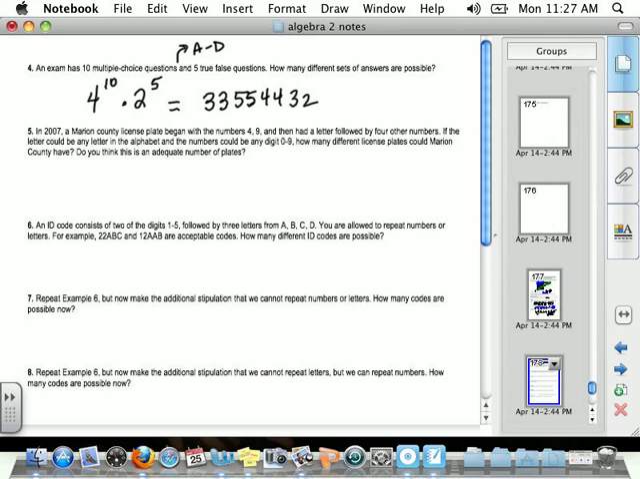Okay, so the first numbers are definitely going to be a 4 and a 9. So one choice for those. There's only one choice for that, a 4 and a 9. All right, after that I have a letter and then four numbers.